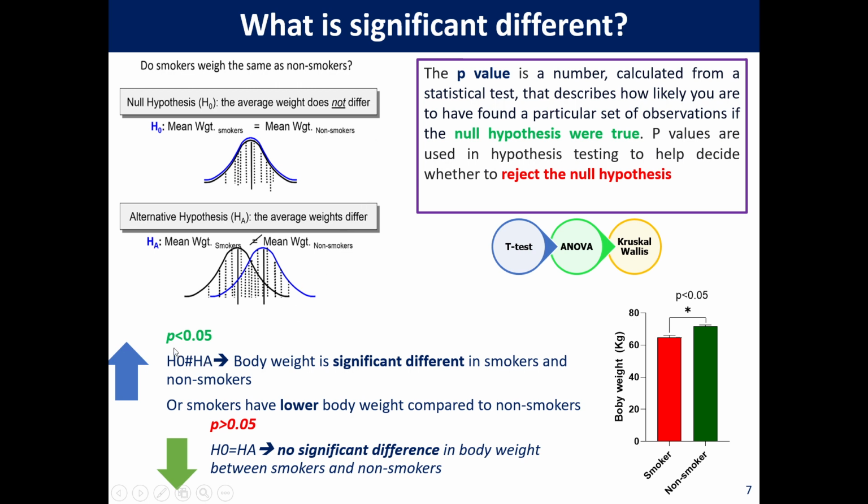So if your p-value is less than 5%, it means that the body weight is significantly different between smoker and non-smoker. Or you can say that the body weight in the smoker is lower than in the non-smoker. It means that you reject the null hypothesis and accept the alternative hypothesis. And if the p-value is more than 5%, you accept the null hypothesis. It means that there is no significant difference between non-smoker and smoker.